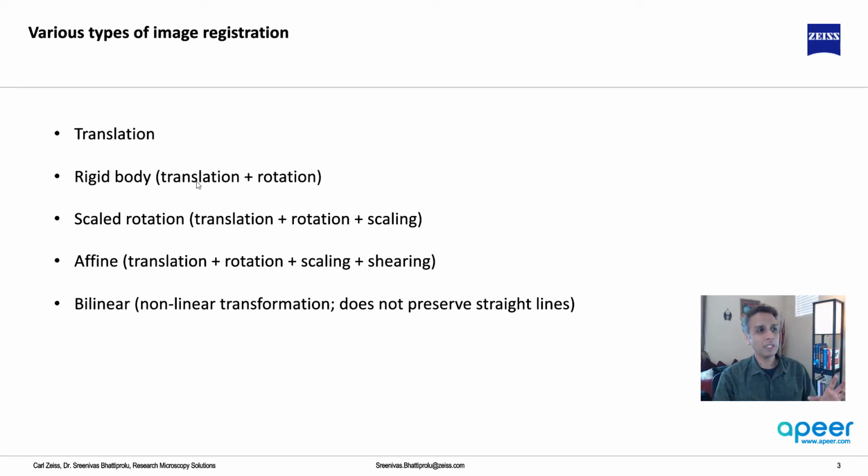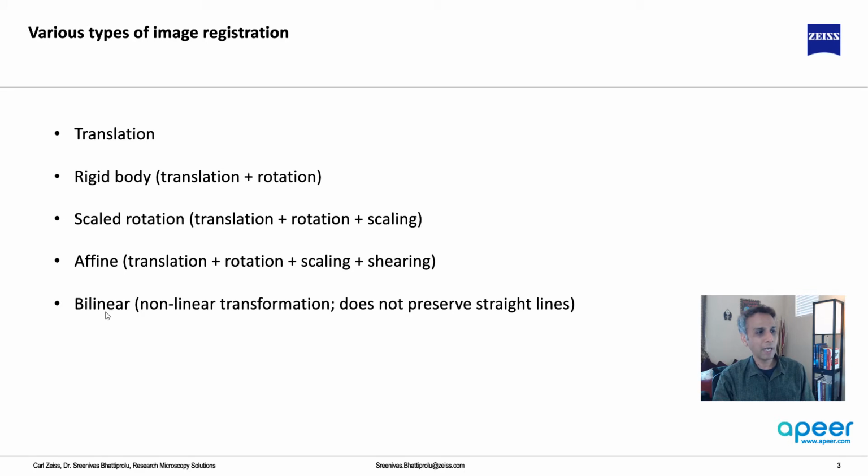You can also do the translation plus rotation. So there may be X and Y, but in addition to that, there may be rotation. So that's called rigid body registration. Now, in addition to that rotation, there may be scaling. So things may be stretching or compressing. So this is called scaled rotation, and affine is probably the most commonly applied type of registration, which includes translation, rotation, scaling, and also shearing, meaning you're stretching from one side to the other diagonally. You're kind of skewing the image in a way.